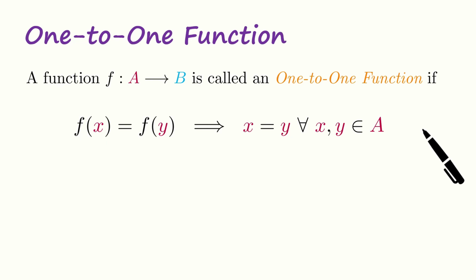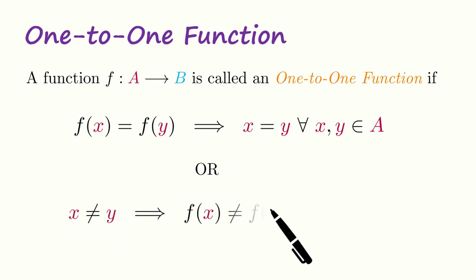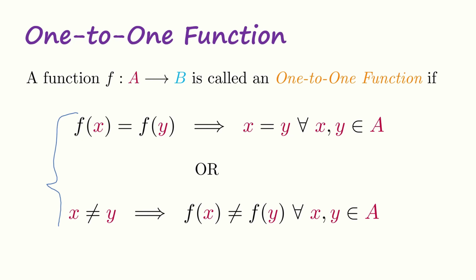An equivalent contrapositive statement is that for all x and y in the domain, x is not equal to y implies that f of x is not equal to f of y. These two statements are equivalent. This is just a contrapositive way of saying the same statement. So this statement means whenever x and y are two different elements, then their images are also different.